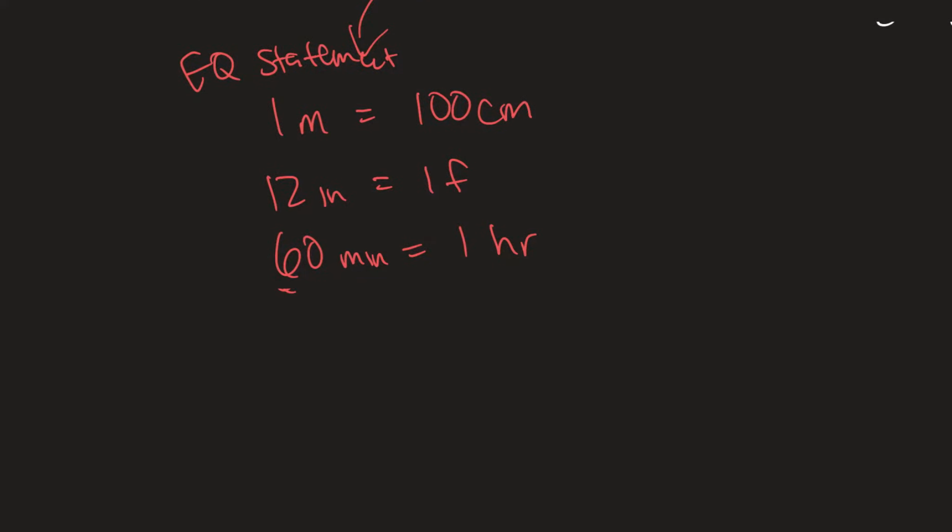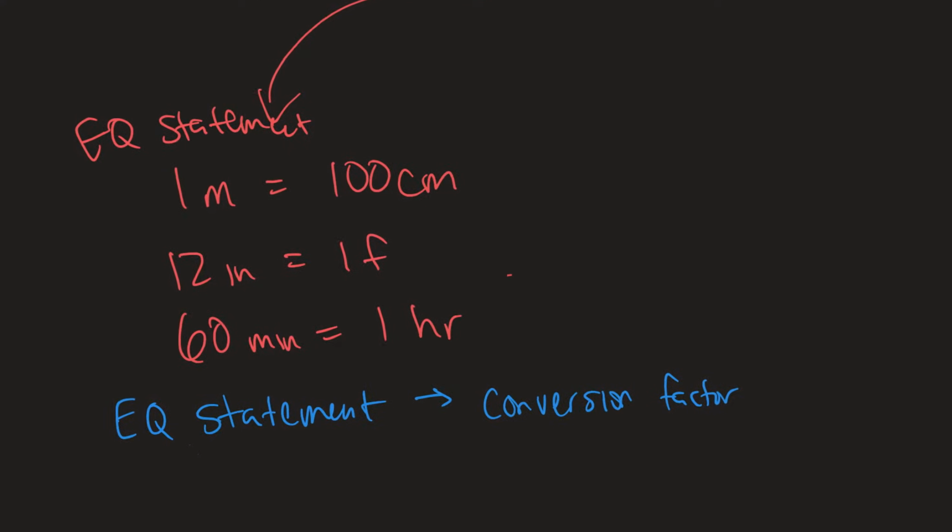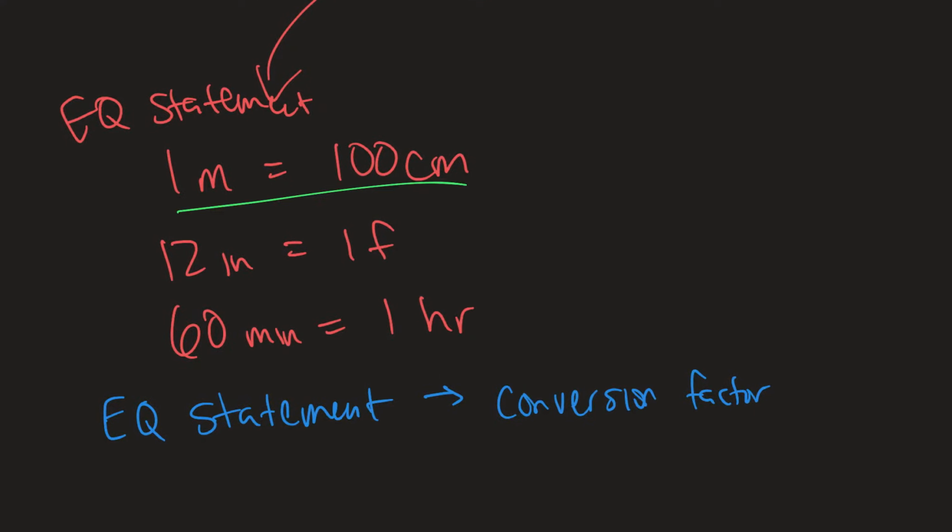So now, to change an equivalent statement to a conversion factor, what you have to do is pretty simple. You will simply change the statement into fractions, and usually there are only two different fractions that you can make. For example, we have 1 meter equals 100 centimeters. How can we change this to a fraction? We could say 1 meter over 100 centimeters. So that's one conversion factor. Or we could just flip it, where we have 100 centimeters over 1 meter.